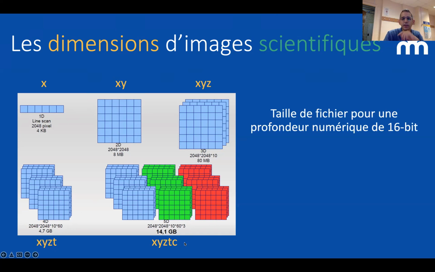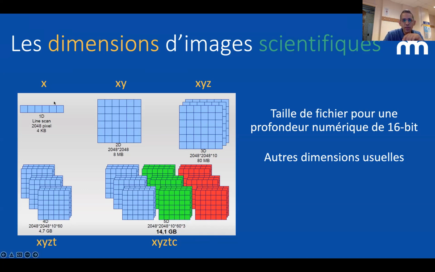Every time you add a layer or a dimension, the size of the file increases. Here, the 16-bit file is 2048 by 2048 pixels. And if you do a 3-channel Z-stack with time points, then you get this 14 gigabyte file. So it increases quite fast. But you have the option of making all of that a lower resolution if you need to.